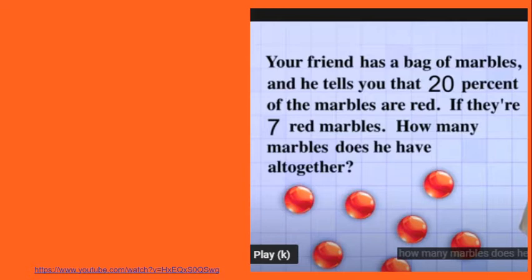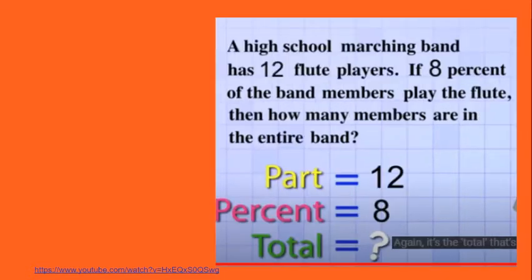So we've talked about this in the second class, just to see how we could try to figure this problem out. Several students had their own theories and their own ways of doing it. And then we also looked at the second problem. It says, a high school marching band has 12 flute players. If 8% of the band members play the flute, how many members are in the entire band? I think it's important that we look at the parts, the percentages, and the total. Okay, those 3 parts are very important, and we need to break the numbers up into those 3 sections.